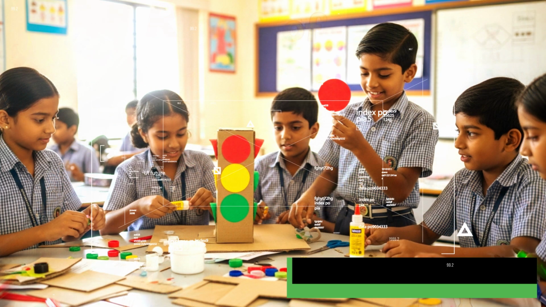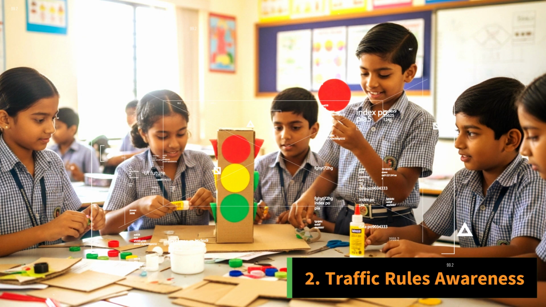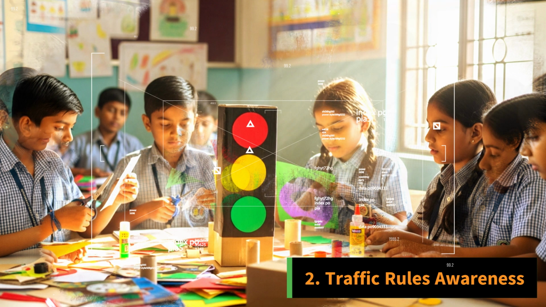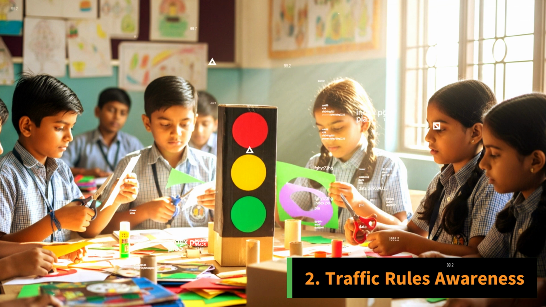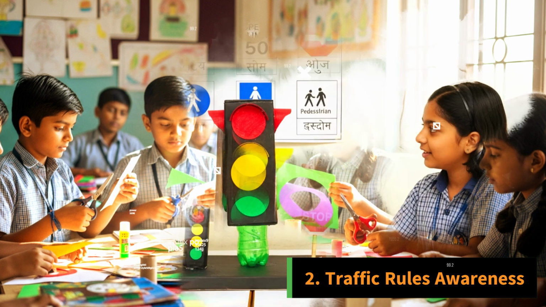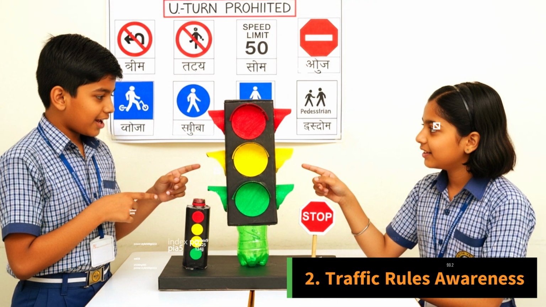Activity 2. Obey Traffic Rules Awareness Activity. Students can make a traffic light using chart paper or waste materials. Teachers can explain the meaning of red, yellow, and green signals. This activity teaches road safety, discipline, and responsible behavior.